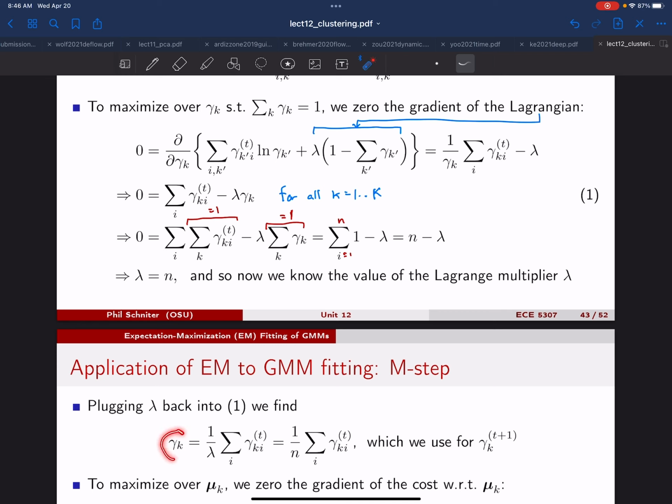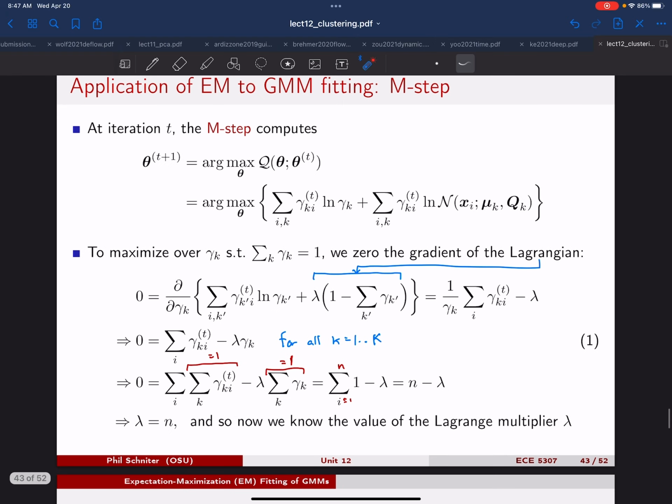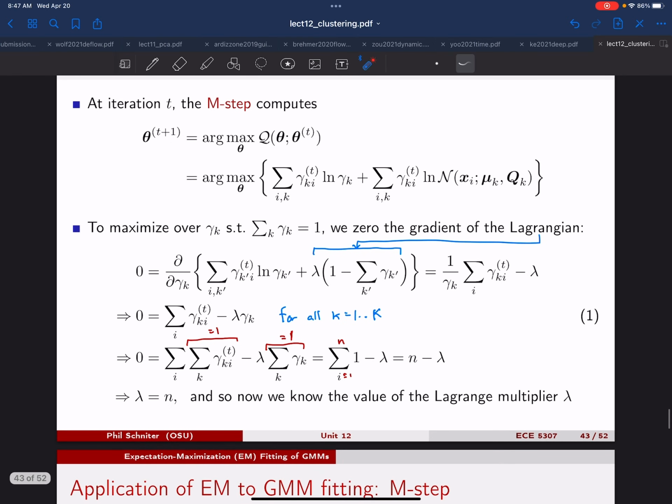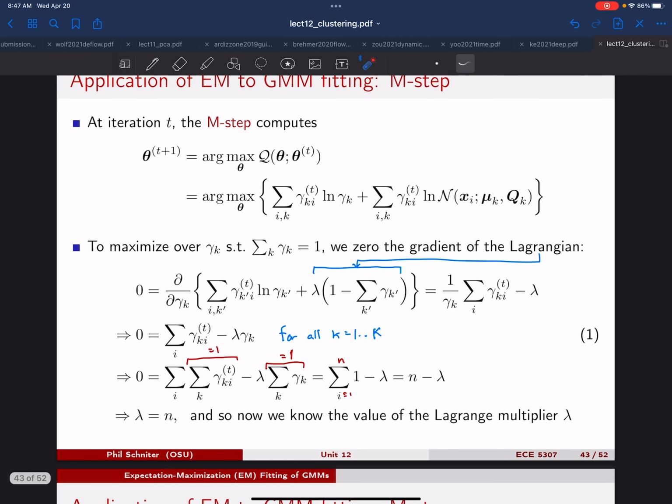So this is our new optimized gamma k, so we're going to call that gamma k superscript t plus 1. So we have done our optimization for the lambda k's. Any questions there? That's the first stage, first part of the M step. The next thing is we have to optimize over mu's.